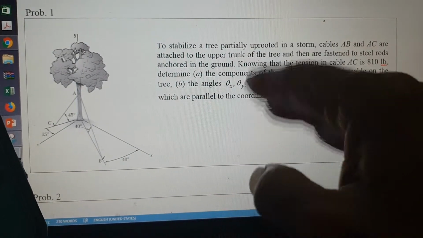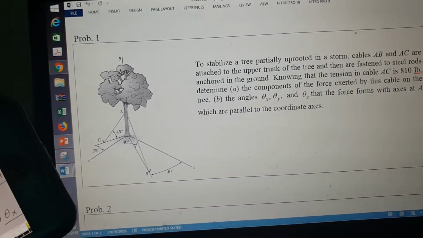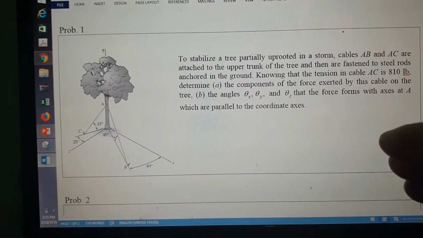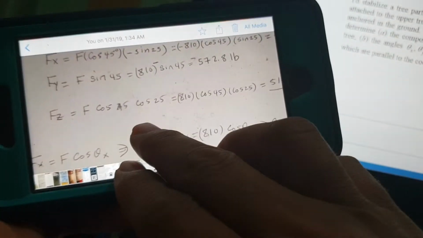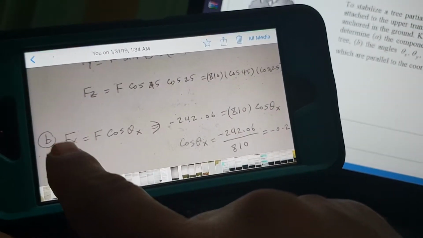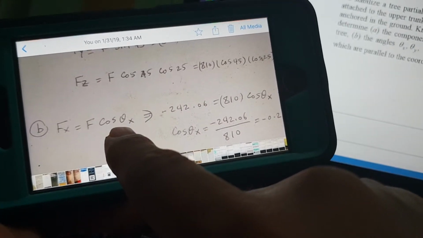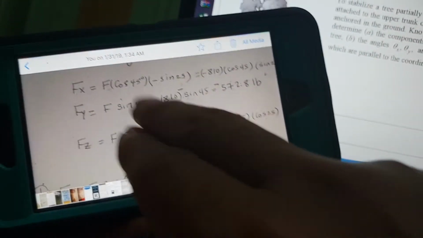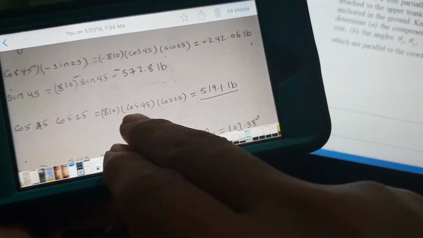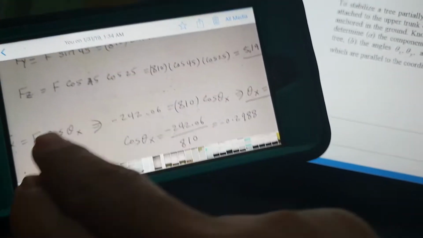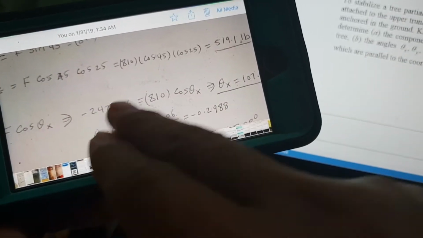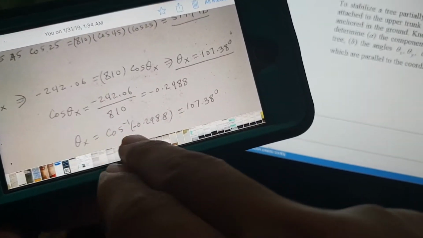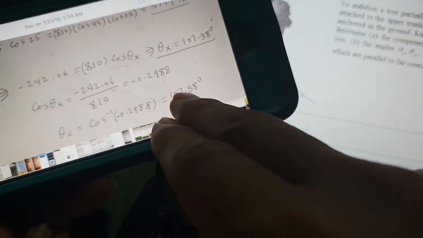Now, what are the angles theta x, theta y, theta z that the force forms with the axes at A, which are parallel to the coordinate axes? This is very simple. First of all, for Fx, Fx is equal to F cosine theta x, this is by default. Fx is equal to minus 242.06, and the force is given, 810, cosine theta x. Cosine theta x is equal to this divided by this. You will get that, and then you do theta x as the cosine inverse of that number. You will end up with 107.38 degrees.